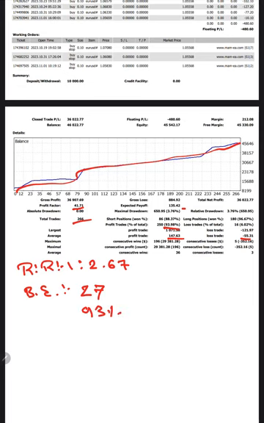So if we see 93 minus 27, we are almost up by 66% over the requirement. So if you are also willing to get the same trades with EURUSD, ask us for this strategy connection.